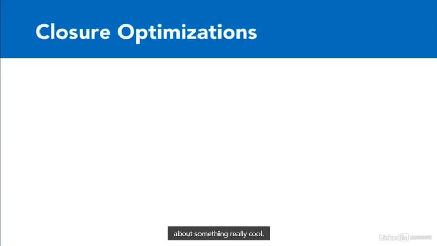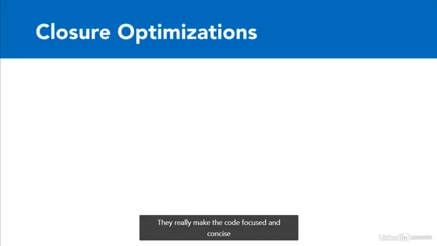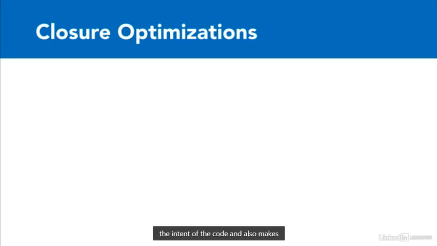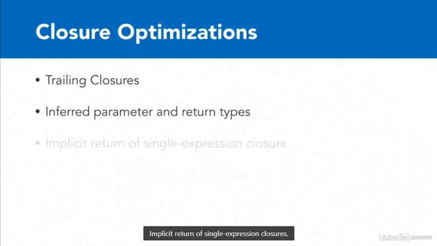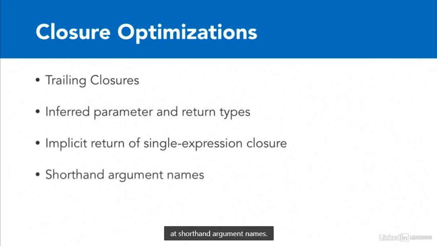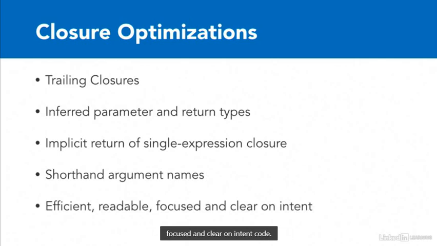Now we're going to talk about something really cool. I really like closure optimizations. They really make the code focused and concise and really communicates, in my opinion, the intent of the code and also makes it hard for other people to change it in such a way that goes against the intention. So one optimization is trailing closures. We've seen this the whole time. I just wasn't pointing it out, but now we're going to look at it in detail. Also, inferred parameter and return types, implicit return of single expression closures. Then we're going to look at shorthand argument names. It all results in efficient, readable, focused, and clear on intent code. So let's look at some of these closure optimizations.